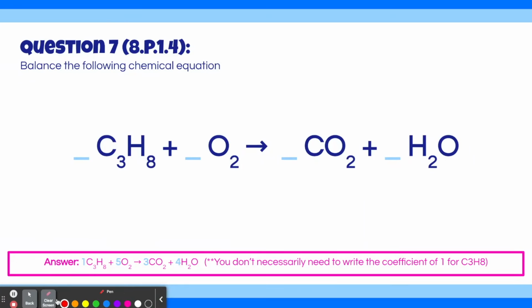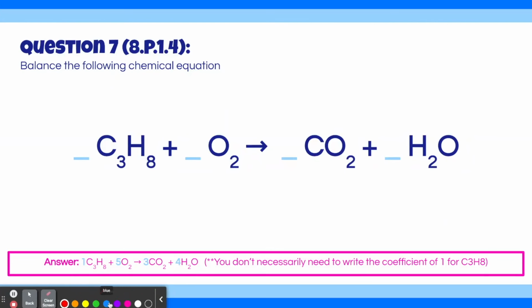So what are we trying to do when we're balancing a chemical equation? We're trying to find the coefficients, which is what these blanks stand for, for each of these compounds that'll make the element numbers, or the number of atoms of each element, the same in both the reactants and the products. So we're making the equation follow the law of conservation of mass.